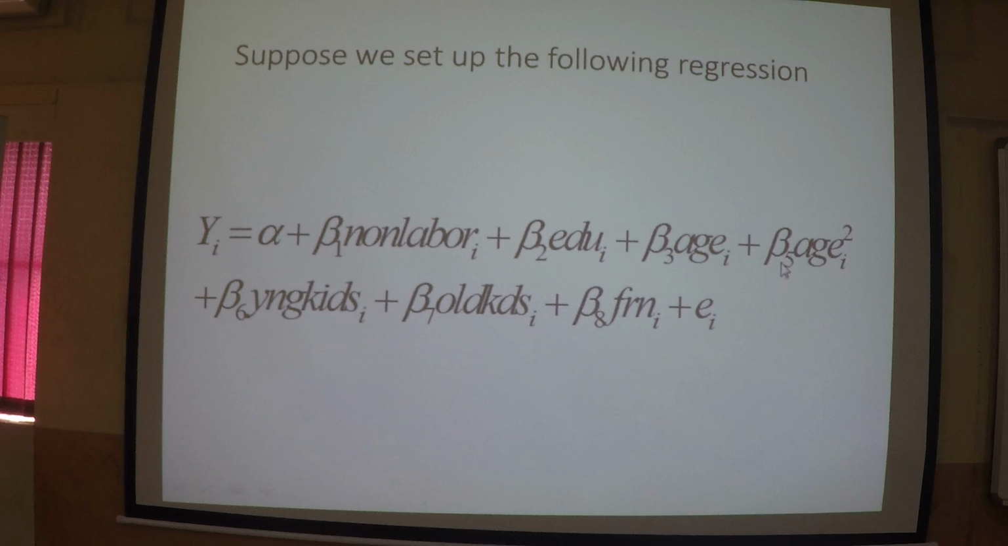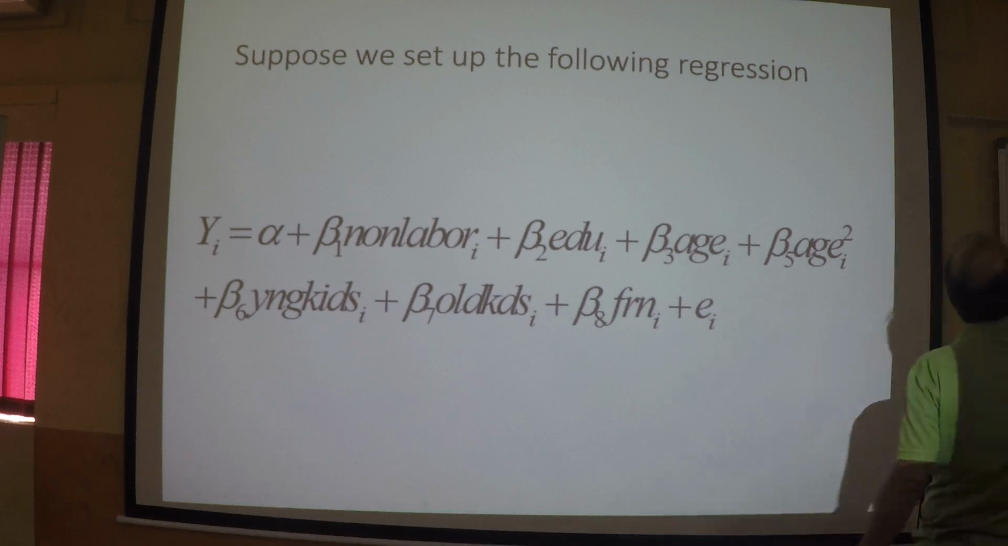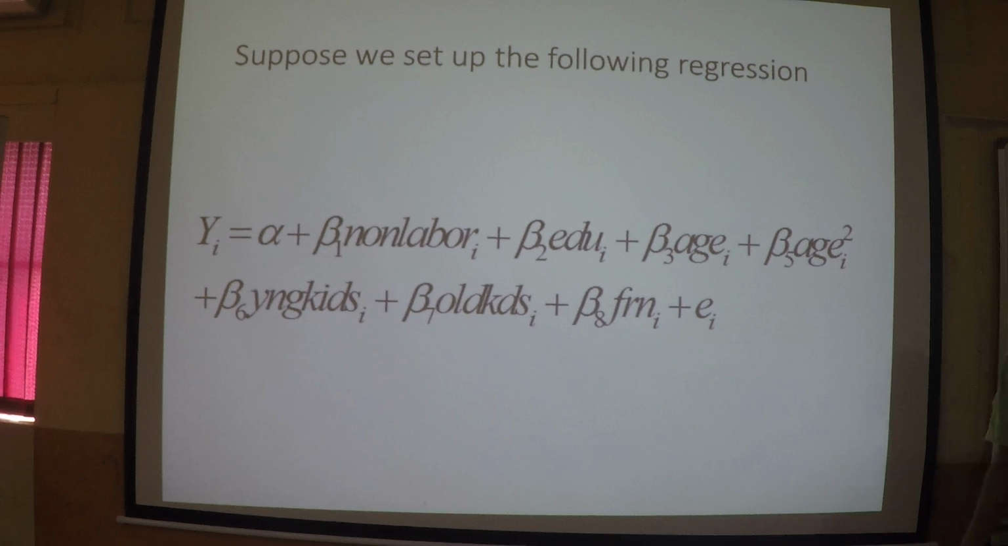This is a non-linear relationship. So what does it mean? It says that delta yi by delta age is equal to beta 3 plus 2 beta 5 age, right? So it means that if beta 5 is negative, and suppose beta 5 is small and beta 3 is positive, then at low levels of age, delta y by delta age will be positive. As age increases, delta y by delta age would end up being negative, right? So you will get a curve like this, right? So that's how you capture a nonlinear relationship.